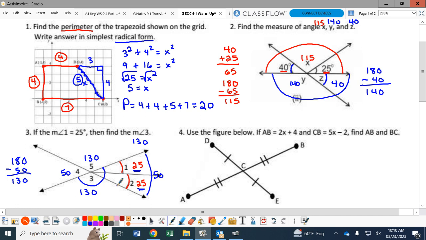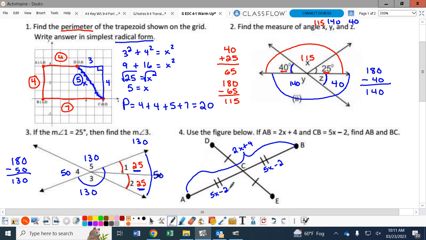Okay, the last one is going to be an old rule, guys. Let's see if we remember when we label the picture. AB, this entire thing, all the way across, the whole line is going to be equal to 2x plus 4. It also says that CB is 5x minus 2. But guys, if CB is 5x minus 2, what is AC? There we go, 5x minus 2.